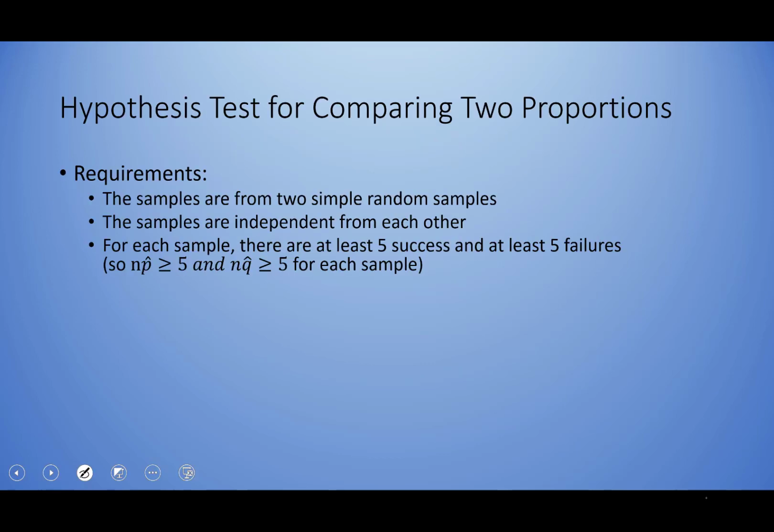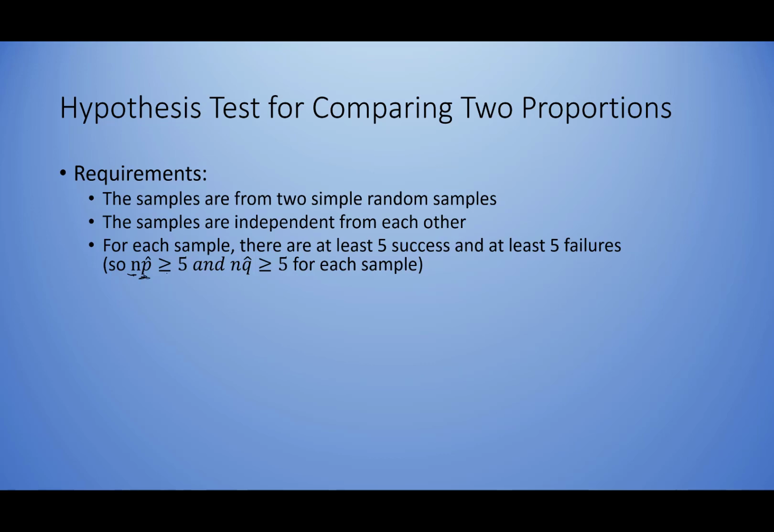All right, so if we want to compare two proportions to each other, we have three requirements that we need to meet. The first one is that the samples are from two simple random samples. The second one is that the samples are independent from each other, so we don't want the members from our samples to be related to each other in any way. And then the third one is that for each sample there are at least 5 successes and at least 5 failures.